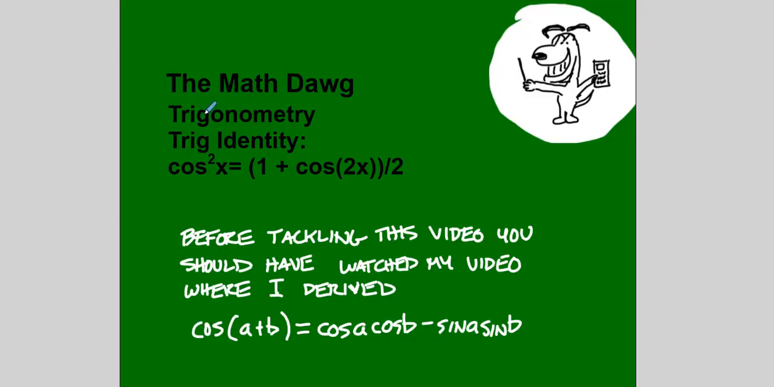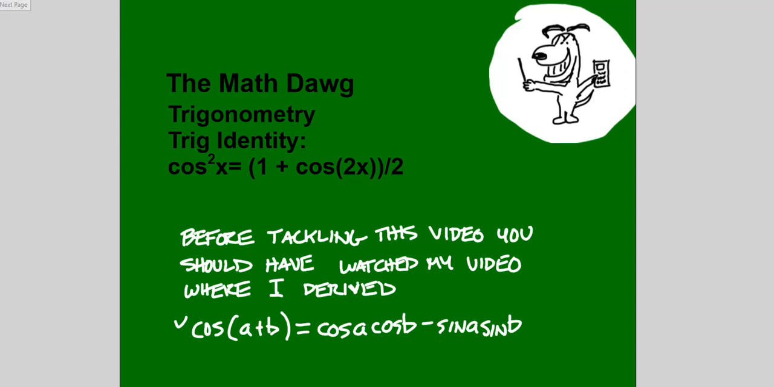In this video we're going to look at trigonometry. Specifically we're going to look at the trig identity cosine squared x equals quantity 1 plus cosine of 2x divided by 2. So before tackling this video you really should watch my video where I derived the cosine of a plus b equals cosine a cosine b minus sine a sine b, because this proof is going to follow directly from this property right here.